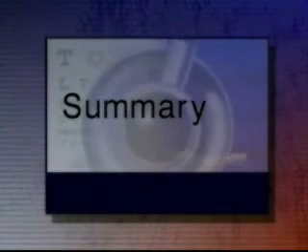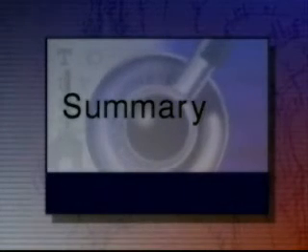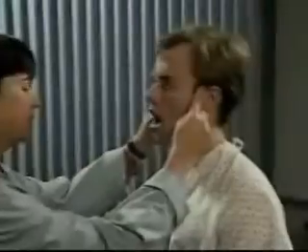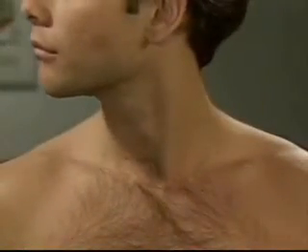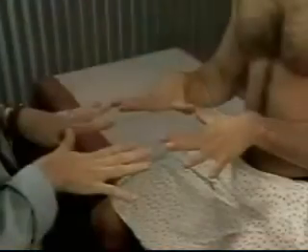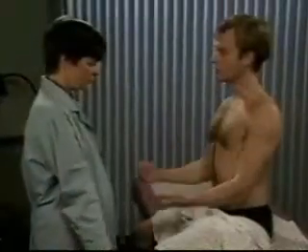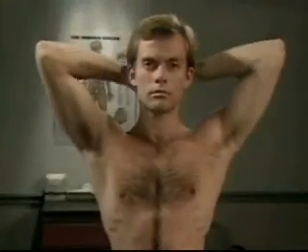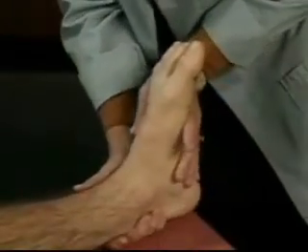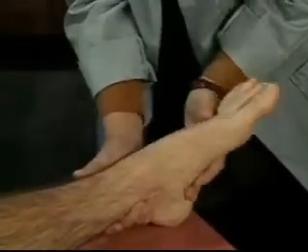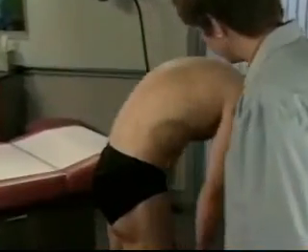In summary, examination of the musculoskeletal system includes inspection, palpation, and range of motion tests of the head and neck, hands, wrists, elbows, shoulders and related structures, feet, ankles, knees and hips, and spine.